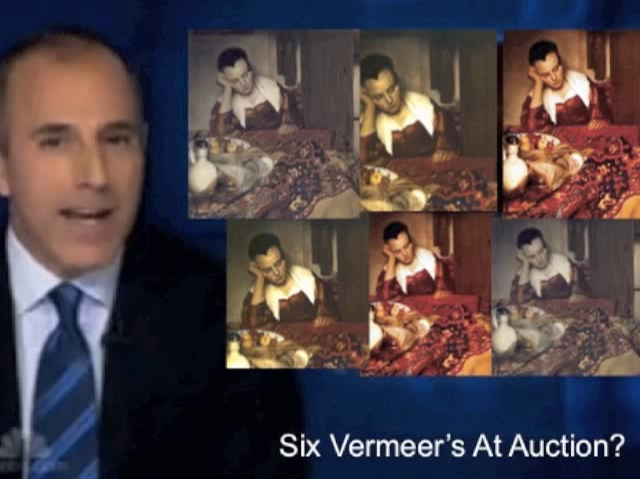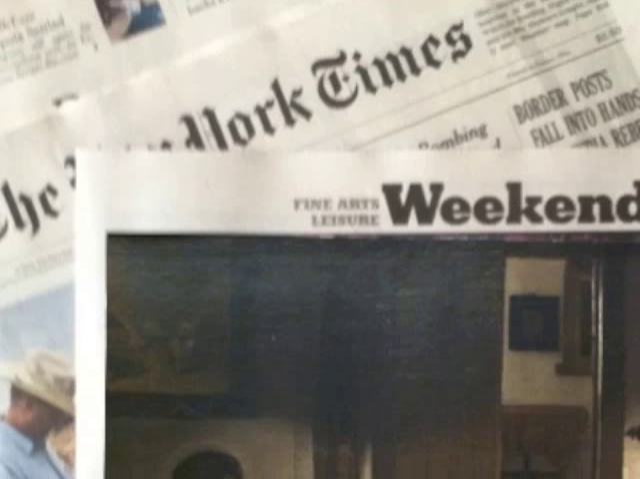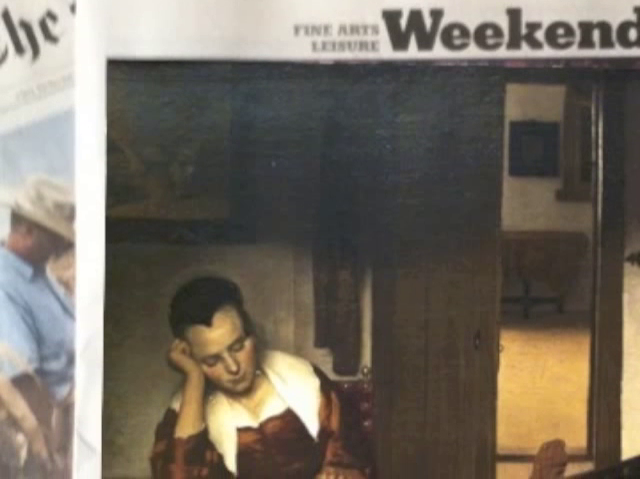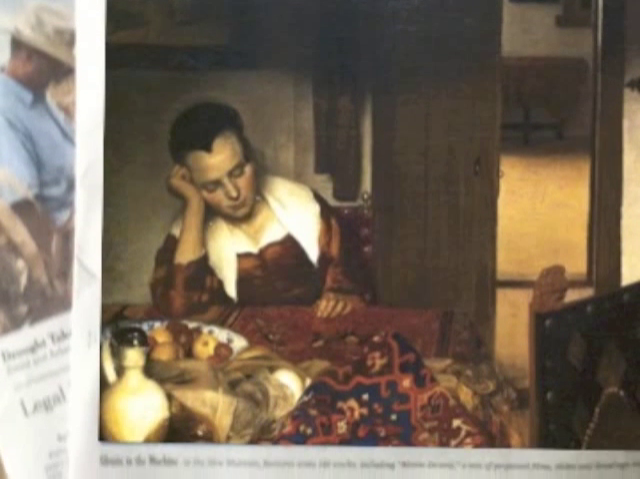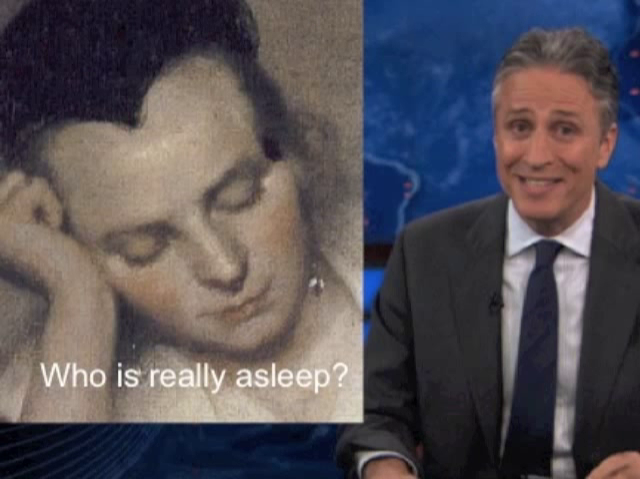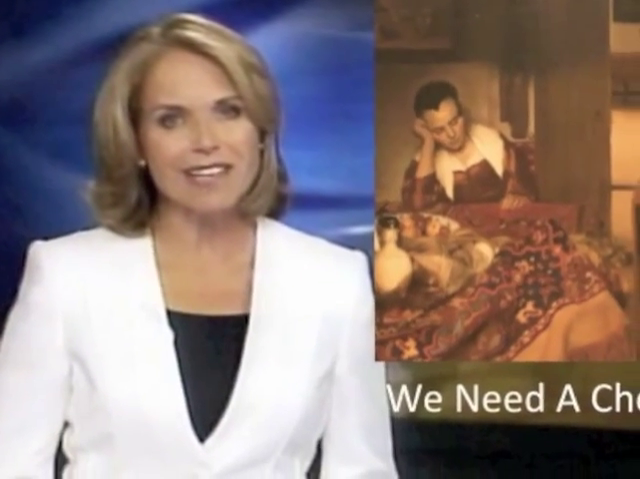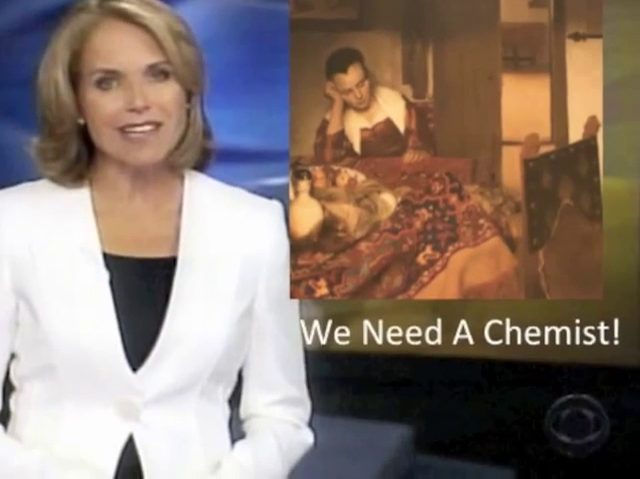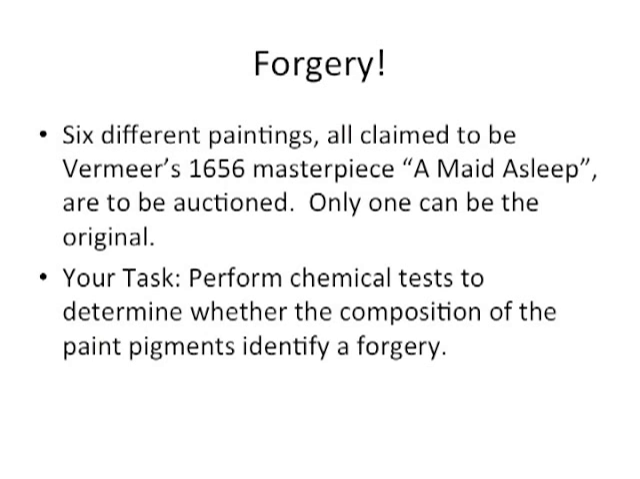Vermeer's masterpiece, A Maid Asleep, is going on sale. But there appear to be several forgeries. Six different paintings, all claimed to be Vermeer's 1656 masterpiece, A Maid Asleep, are to be auctioned. Only one can be the original.